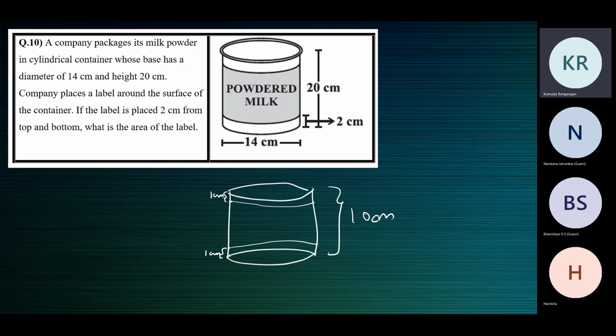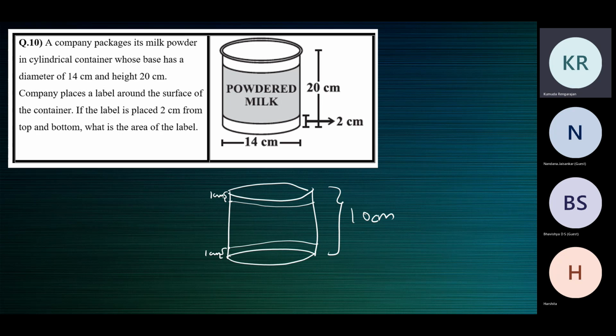Please imagine that. So you're using a strip of paper and you're covering the CSA of the cylinder. You're leaving 1 centimeter of the cylinder on top and 1 centimeter of the cylinder below, not covered with paper. You're not covering that with paper.